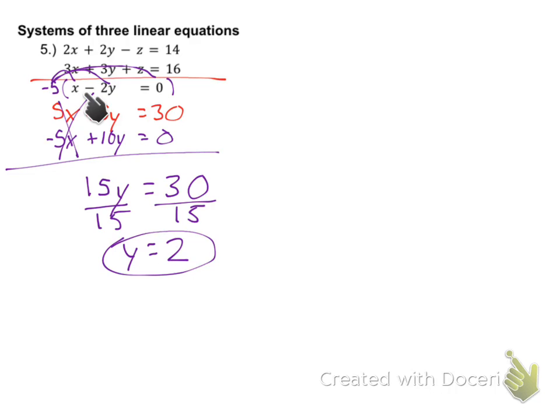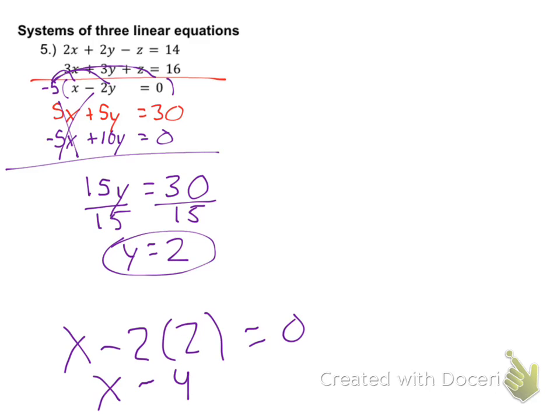Would you guys agree that this third equation, the one we never really officially did anything to, well, we did the second time, only has x's and y's? And it's equal to 0? Yes. That's the same equation as this one. It's just that this one I'd multiply by negative 5. I'd rather use the original. So it's going to be x minus 2 times 2 equals 0. Or x minus 4 equals 0. Or x equals 4.